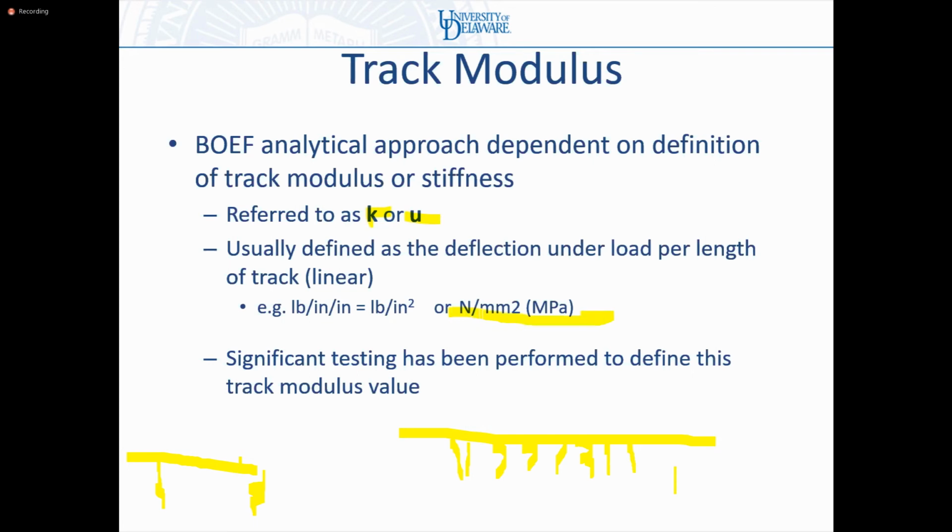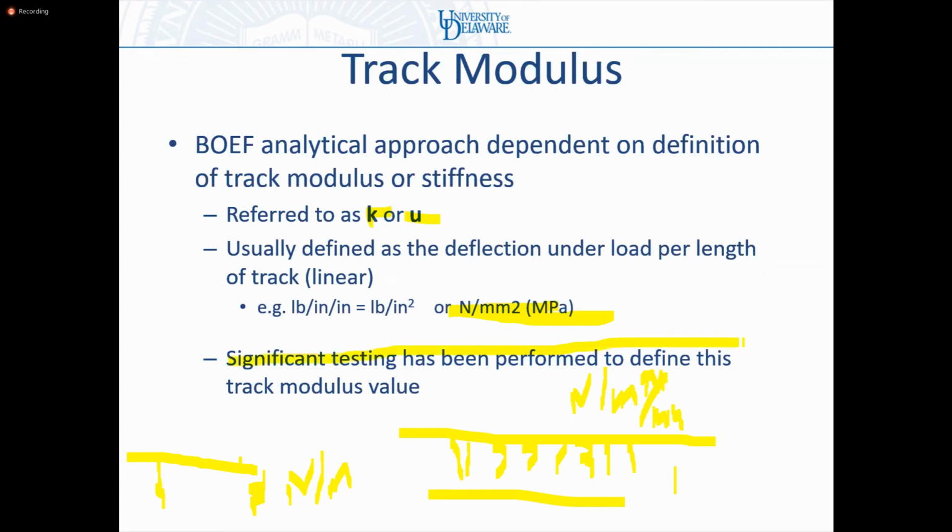Because it's a continuous spring, it's the deflection under load per unit length of track. So it's newtons per millimeter, which is this spring deflection. This would be newtons per millimeter right over here, but it's along the length of the track, so it's per millimeter again. So it's newtons per millimeter squared, or pascals, megapascals, whichever unit you want to use. Pascal is defined in terms of newtons per millimeter squared.